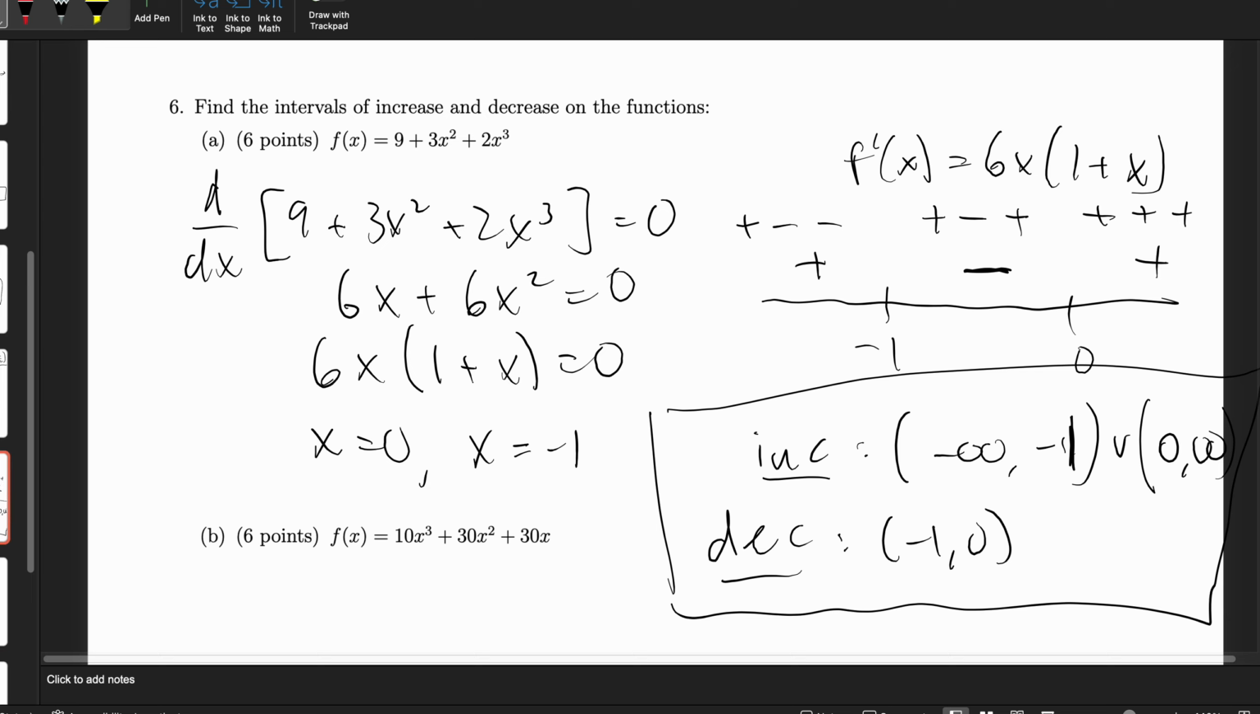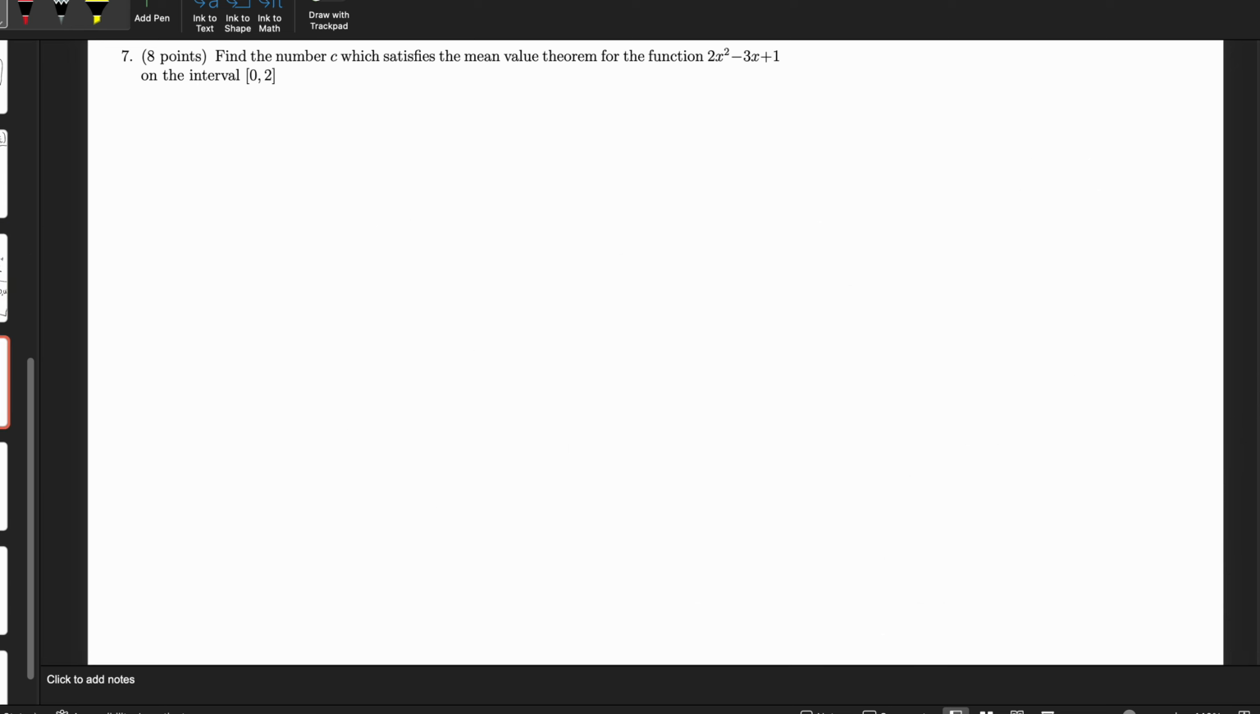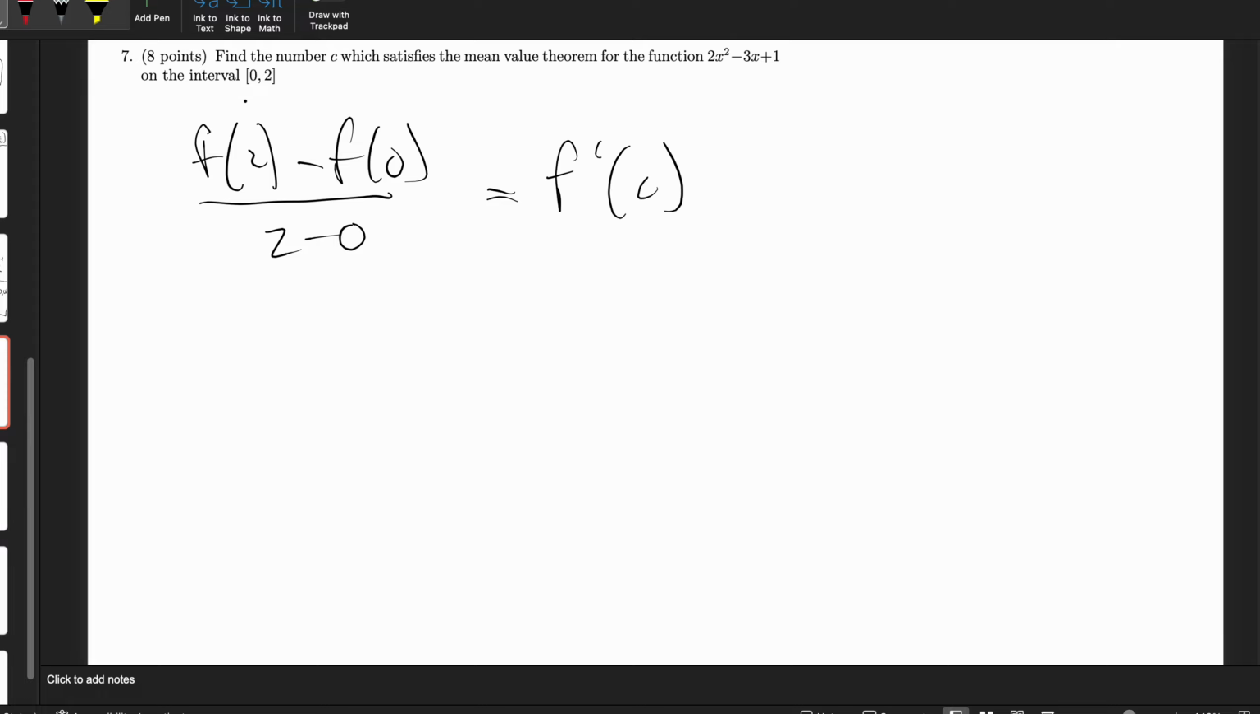Like I said, I'm going to skip B here. All right. Find the number c which satisfies the mean value theorem for this function on this interval. Good. So we know that the mean value theorem says that f of 2 minus f of 0 all over 2 minus 0. There's going to be some c between 0 and 2 that satisfies this. So there exists a c such that this holds. Okay, good.